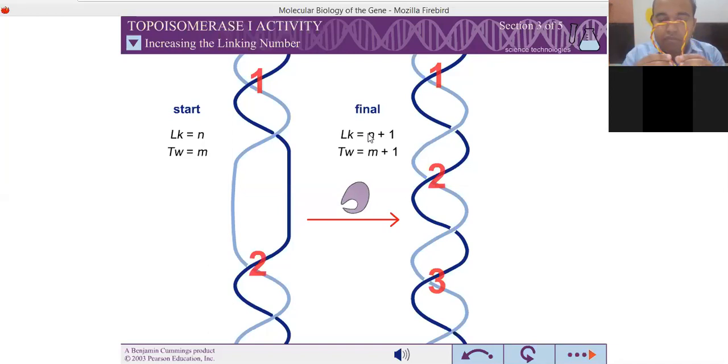Okay, so here we are minimizing the negative supercoiling and moving towards positive supercoiling. Basically the DNA will move towards positive supercoiling, it will become relaxed. Once the DNA becomes relaxed, it will stop moving over itself. If you cut this DNA, its strands will move over each other until they become relaxed.